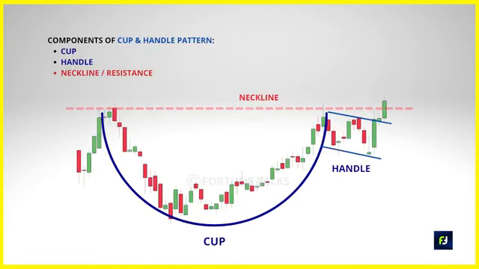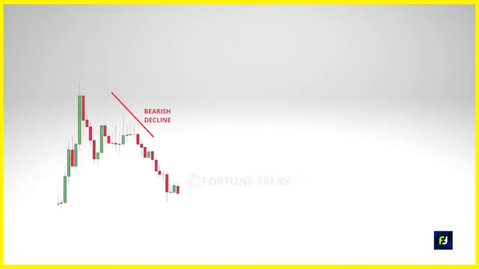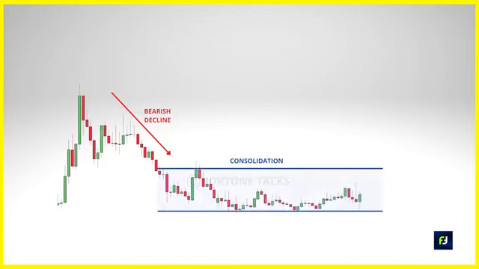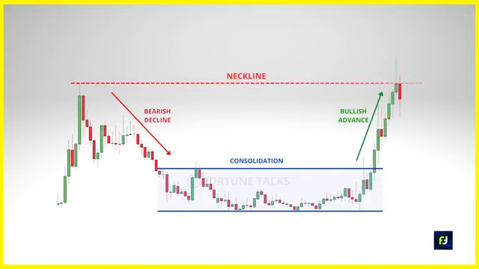The pattern comprises of two parts. As the name suggests, a cup and a handle, and also a neckline which will act as the resistance. The cup forms after a bearish price decline, which is followed by a period of consolidation with smaller or weaker candles that shows signs of the market bottoming, after which the price makes a higher high towards the resistance, which indicates that the bulls are taking over from the bears gradually.